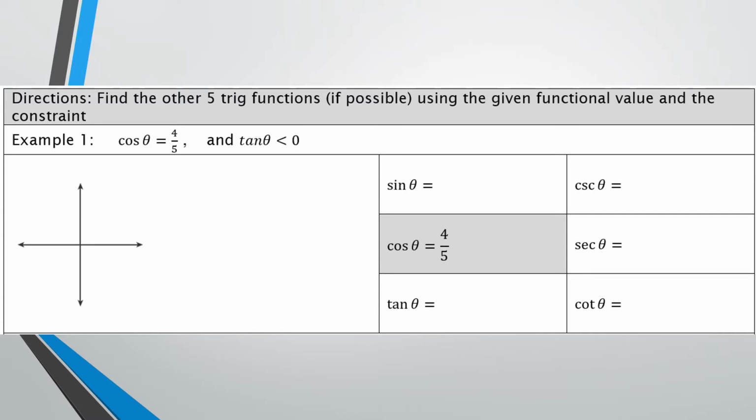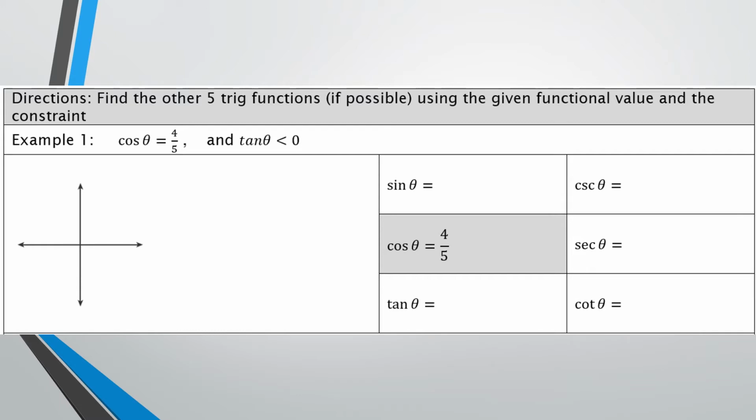In this example, we're going to figure out the other 5 trigonometric functions. We're given one of them, and then we're also given a constraint. So this lesson is actually kind of like a combination of 2 things we've already learned. We're going to be using that ASTC chart to figure out which quadrant we're going to be working in, and then we're going to use the other information that we have to draw a triangle, and then we'll be able to figure out the rest of the trig functions.